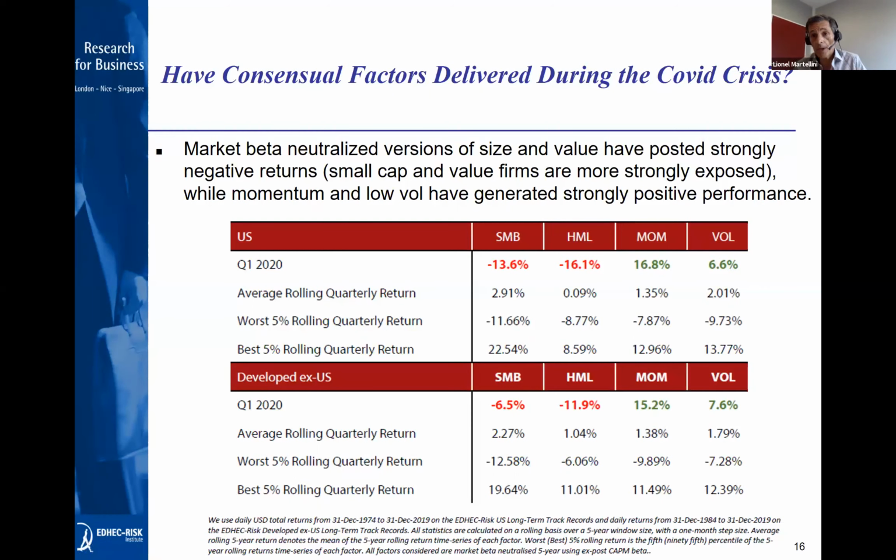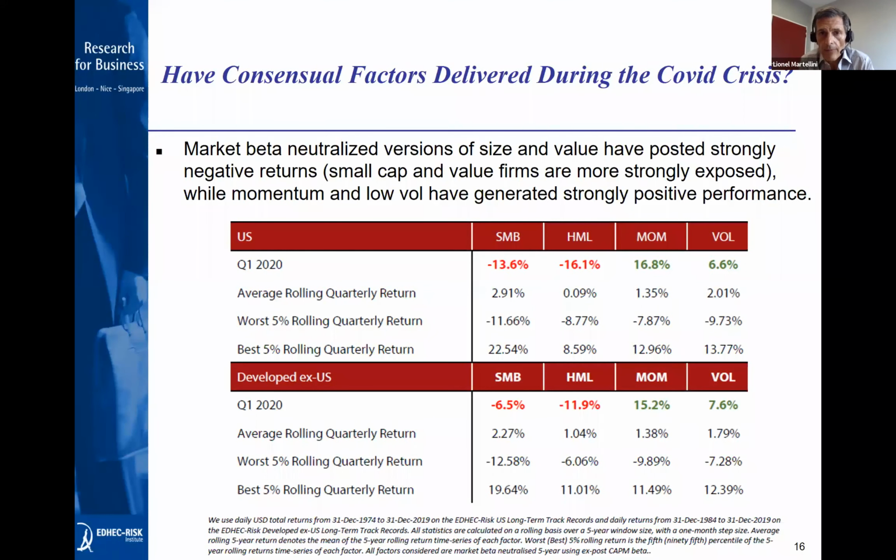Now, maybe another question that you have in mind is, we talk about crisis in general, but how have they performed during the COVID crisis? Well, not really well. It depends which one we're talking about. If you look at the market beta neutralized version of size and value, and in the interest of time, I'm not going to spend time explaining why it's important to market beta neutralize our factors. I'll be happy to talk about it in case there are questions related to this broad topic.